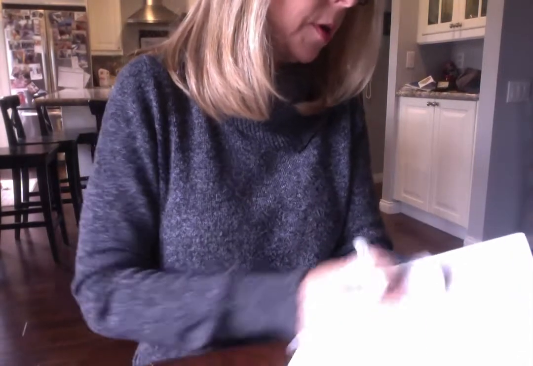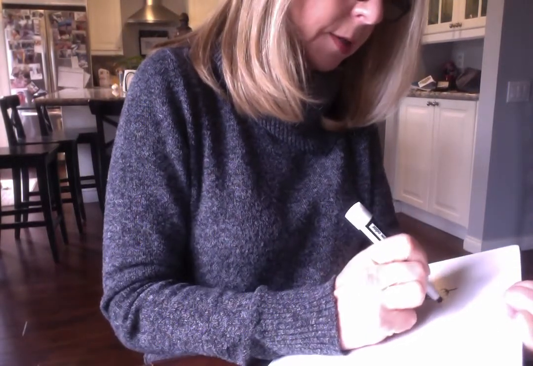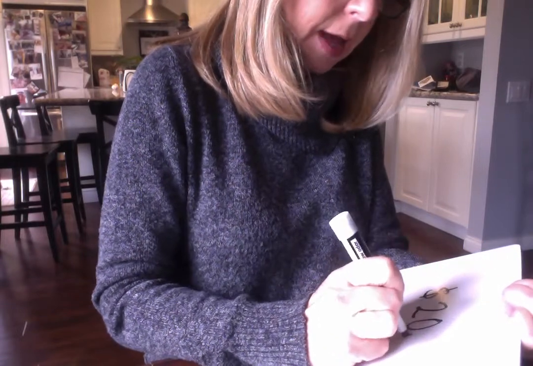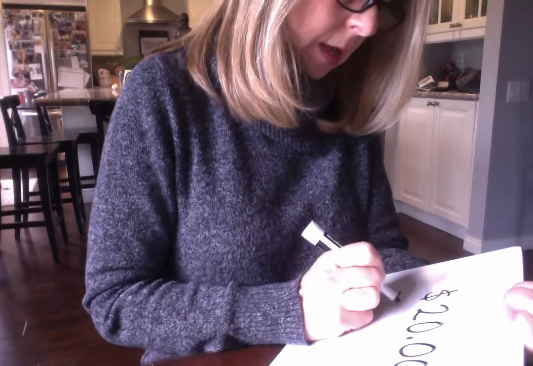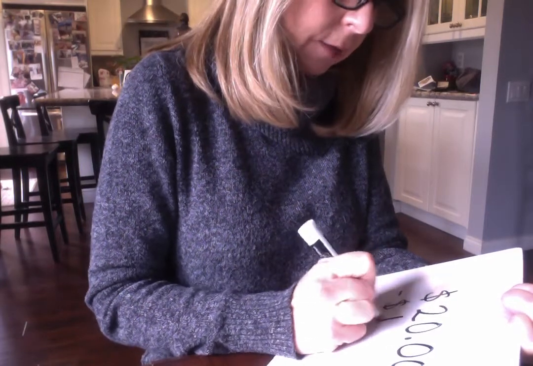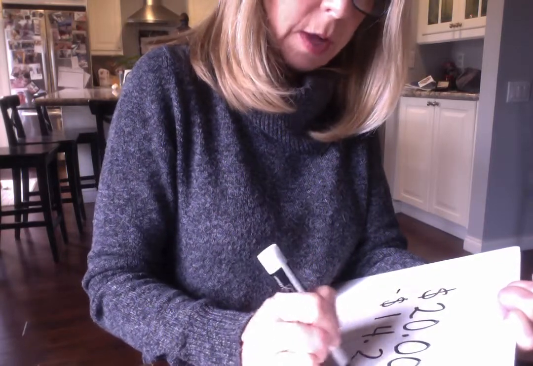Okay, let's try one more. Let's look at number 4. So we have $20. So let's think of that as 2 $10 bills. And we're going to subtract $14.21.